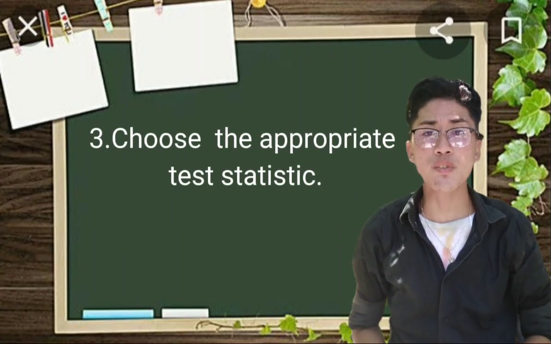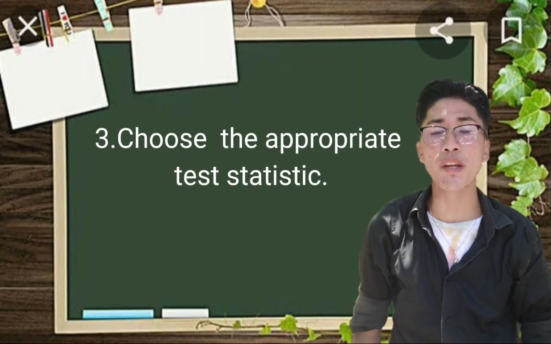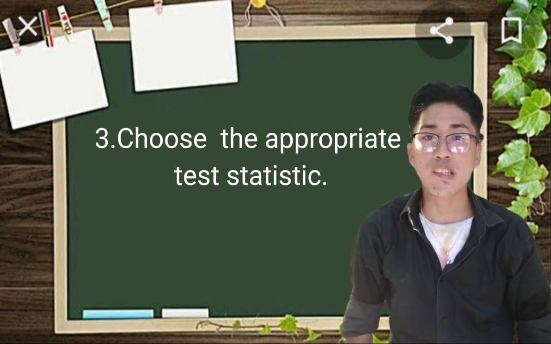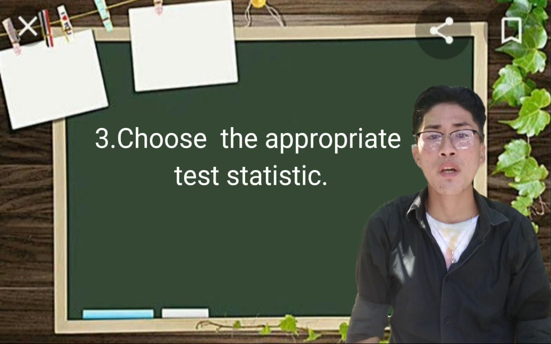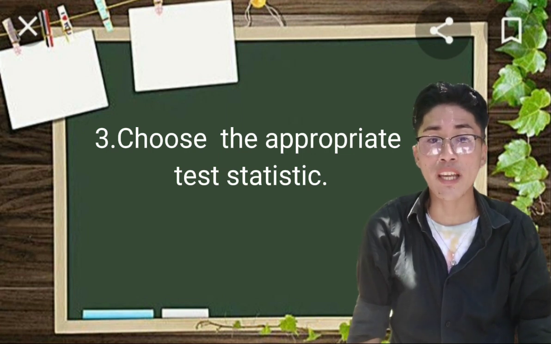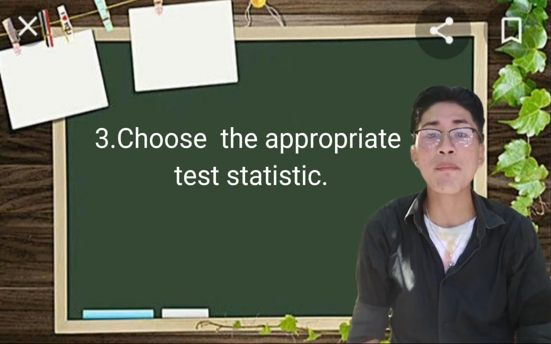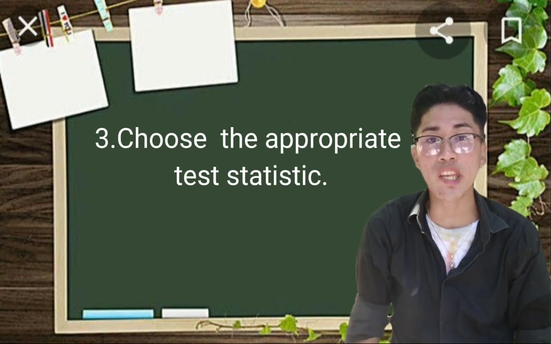So now let's proceed to our third step, which is to choose the appropriate test statistic. In this step, you will not just choose the test that you like, but choose a type of test based on characteristics of the data.